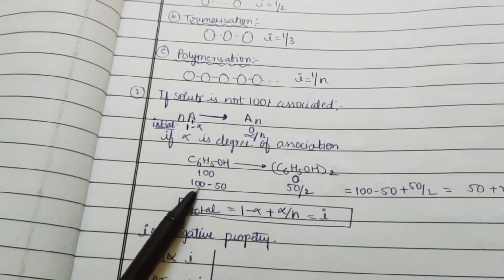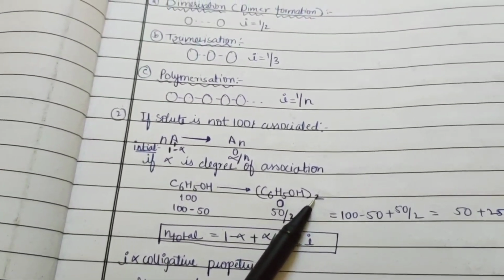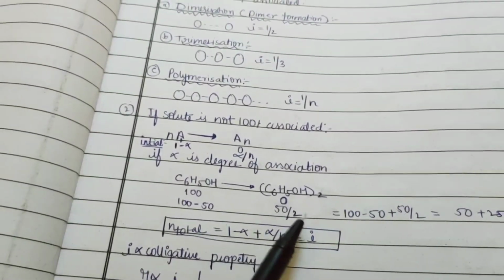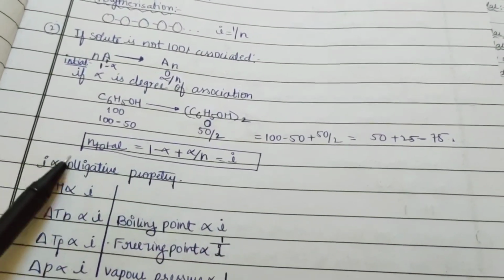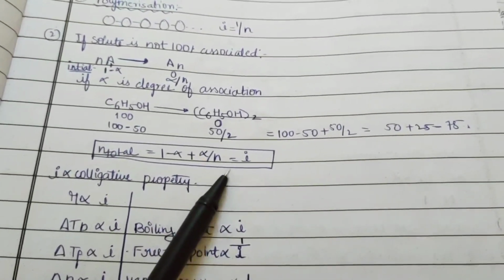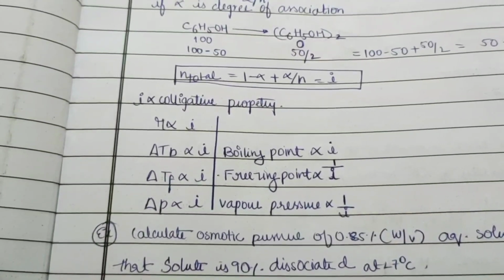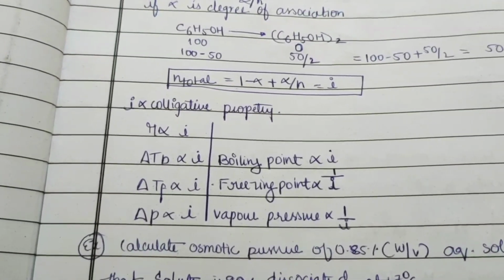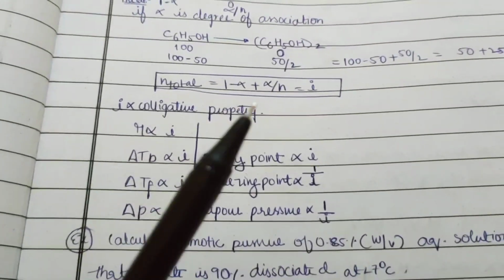If alpha is the degree of association, then for example C6H5OH gives rise to (C6H5OH) to the power 2. So here 100, then 0, then 100 minus 50 equals 50 by 2. Then 100 minus 50 plus 50 by 2 equals 75. So the n total equals 1 minus alpha plus alpha by n. We get i. i is directly proportional to the colligative property. So pi is directly proportional to i, delta Tb is proportional to i, delta Tf is proportional to i, then delta P is also proportional to i.